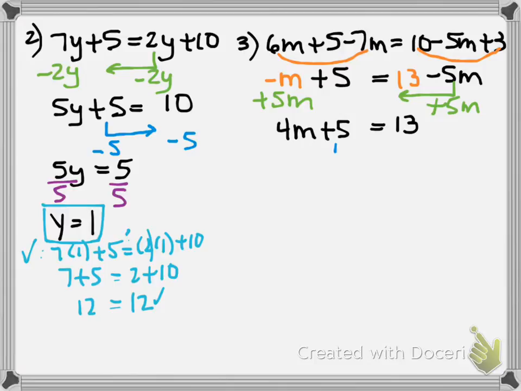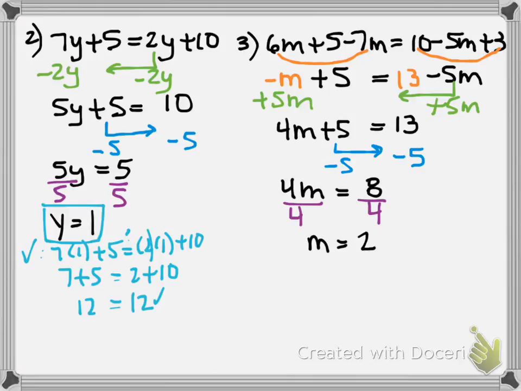And now we need to get constants to the right, so the opposite of plus 5 is subtract 5. And we get 4m equals 8. And then the last step is to divide by 4 to get the m alone. Hey, we didn't get 1 again. Well, it's almost done. Close to 1.